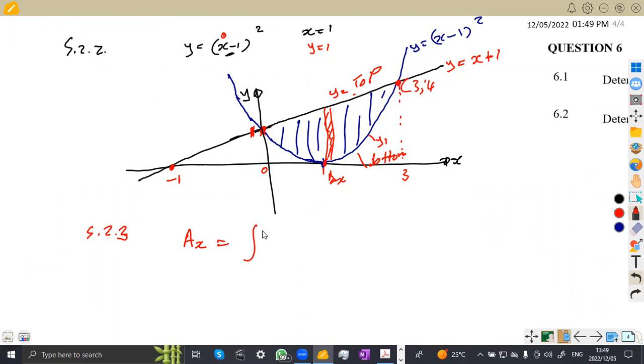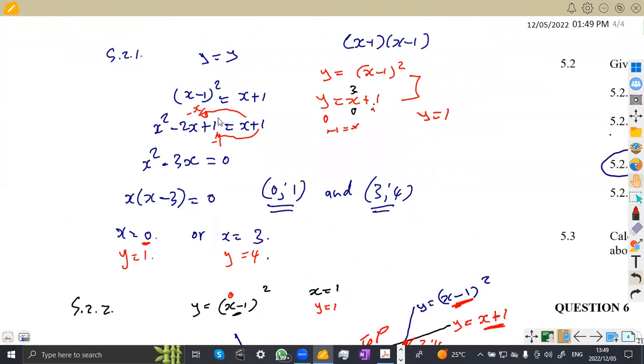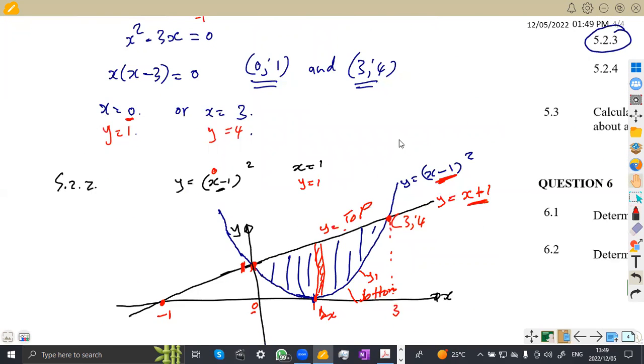So our area, remember, is the integral of the given function. We've got a and b. So it's going to be the integral of y2 minus y1 with respect to x, of which we can substitute the values a and b. That's a, the lower limit of 0, b, the upper limit of 3. So y2, that is the top one, y is equal to x plus 1. So it is going to be x plus 1 minus y1, and y1 is this one of (x minus 1) squared, of which we expanded this (x minus 1) squared. Remember, we expanded here. We got x squared minus 2x plus 1. So that is the one that you're going to write, the expanded one.